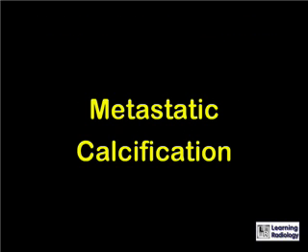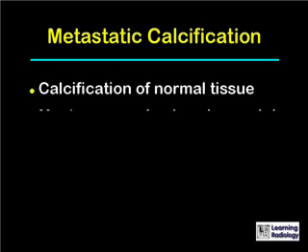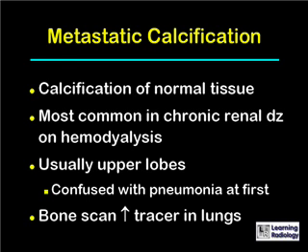Metastatic calcification. Metastatic calcification is defined as calcification which occurs in otherwise normal tissue. Most commonly, it's seen in chronic renal disease, especially in those on long-term hemodialysis. It usually occurs in the upper lobes of the lung, believed to be in part due to the alkalinity of the upper lobes. It can easily be confused with pneumonia when it first becomes visible, but unlike pneumonia, it remains for weeks and months at a time.